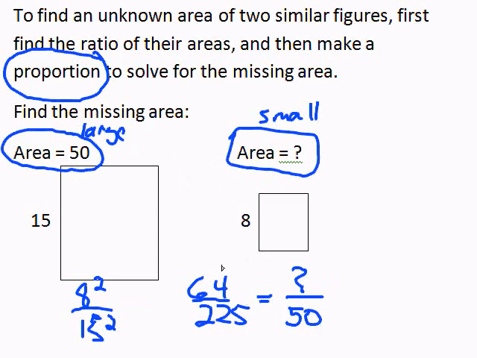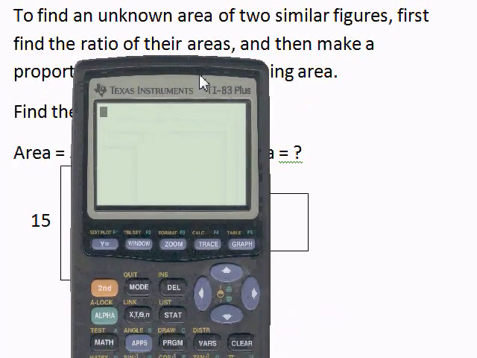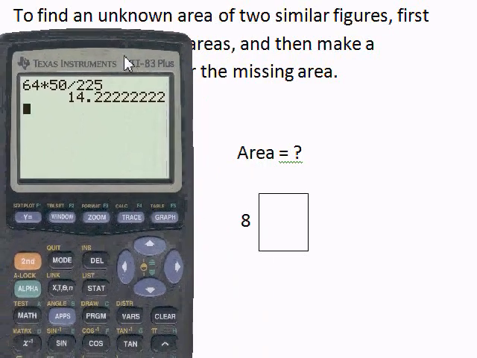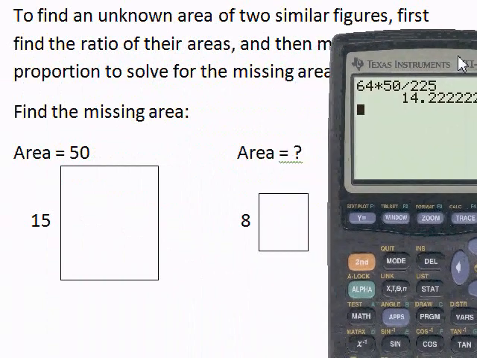So how we're going to solve this now is we're going to cross multiply, and we get 64 times 50 divided by 225. So let me show you that in the calculator. 64 times 50 divided by 225. And you get 14.22 should be the area of our smaller rectangle.